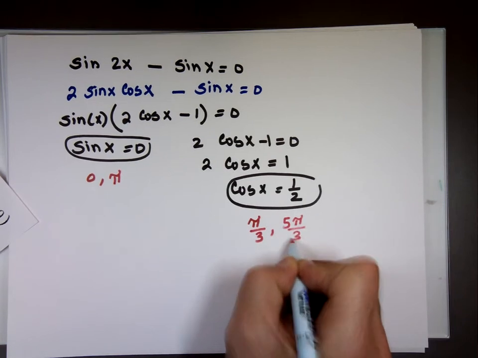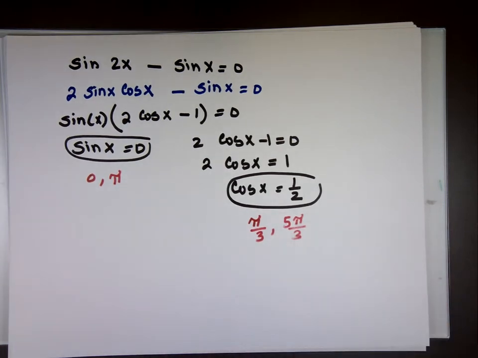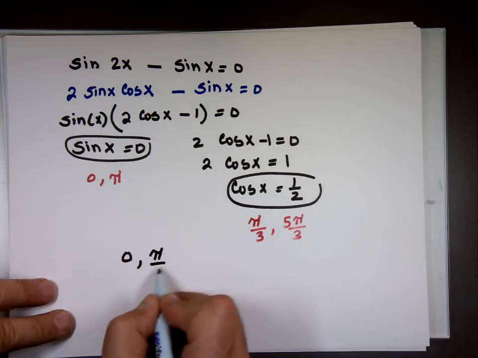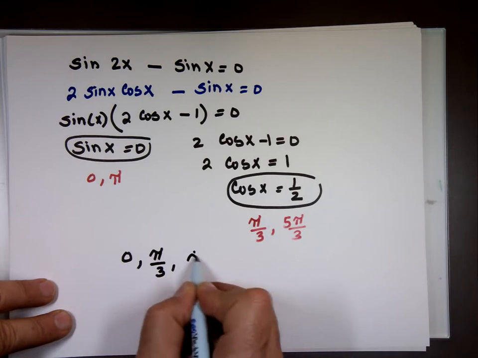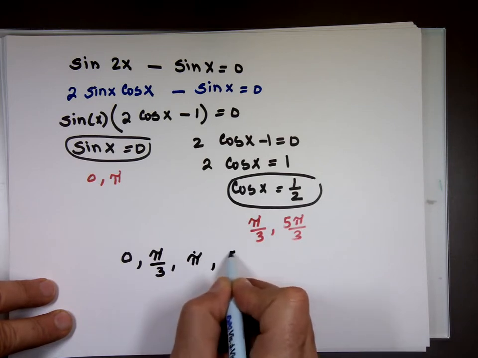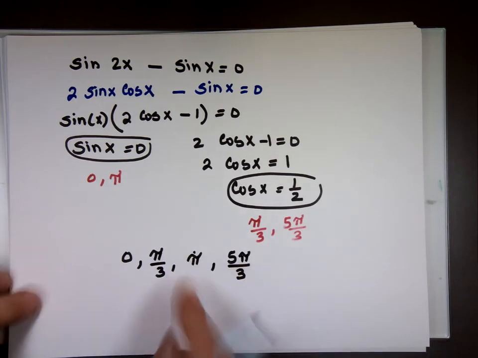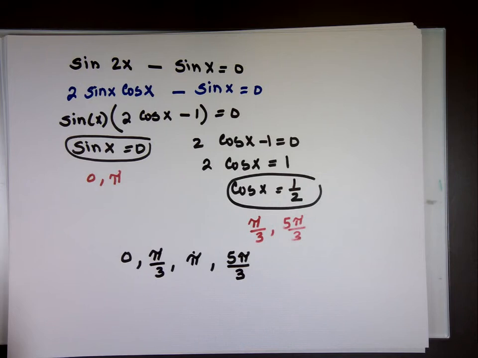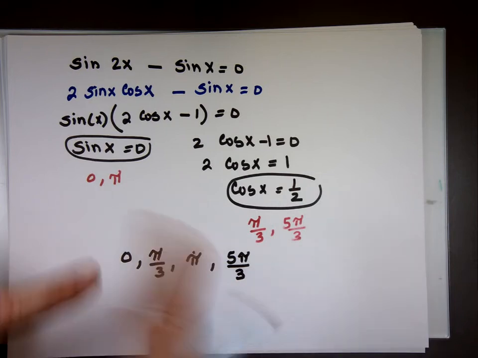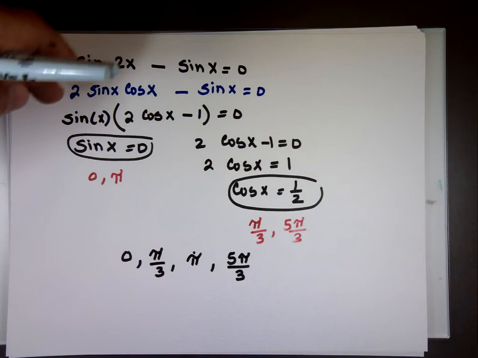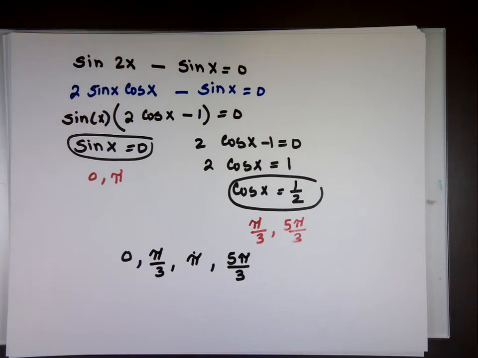So what's the solution to this problem? 0, pi over 3, pi, and 5 pi over 3. I like to put them from small to large. And these are the 4 answers in the first 2 pi that will make this side equal to that side. So when you see sine 2x or tangent 2x, you have to change them using what we learned in section 3.